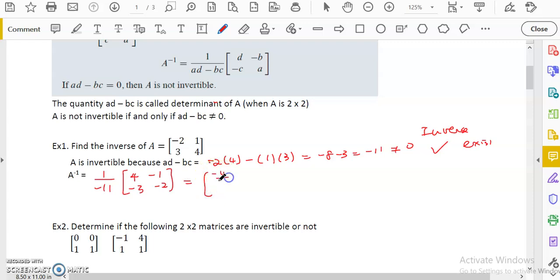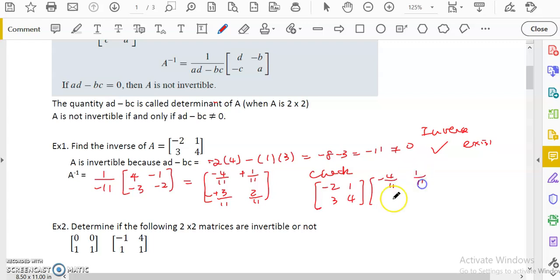You will say -4 over 11, -1 over 11, -3 over, no, this is positive because it's negative here. So it'll be 3 over 11 and 2 over 11. And this is the inverse of A. We can check, just to make sure. It is -2, 1, 3, 4. If I'm going to multiply -4 over 11, 1 over 11, 3 over 11, 2 over 11, let's try.